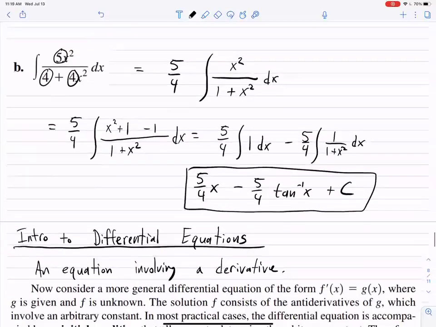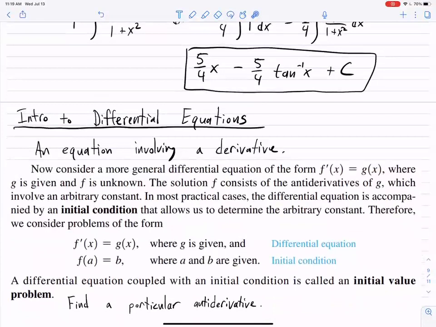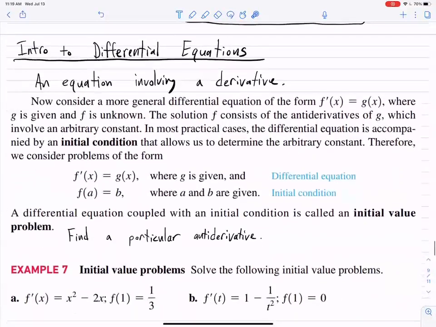All right, last thing we're going to do is talk about the intro to differential equations. So a differential equation, all that is just an equation involving a derivative. And so the basic idea of a differential equation is you have the derivative is some function, and you have an initial condition. So like f of a is b. So this is the initial condition, that's the differential equation. And the differential equation with an initial condition is called an initial value problem. And we want to find a particular antiderivative that satisfies both of these.